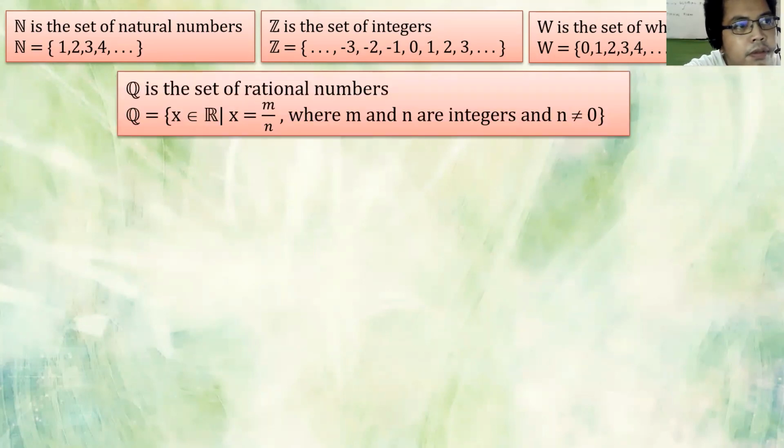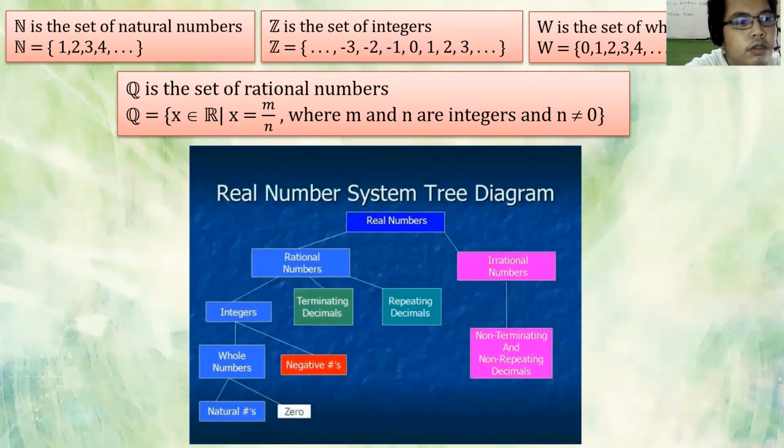You also have the set of rational numbers. So any number written in the form of m over n, such that m and n are integers. In other words, these are fractions. Rational numbers are fractions. So here are the real number systems. If you combine rational numbers and irrational numbers, this comprises the real numbers.